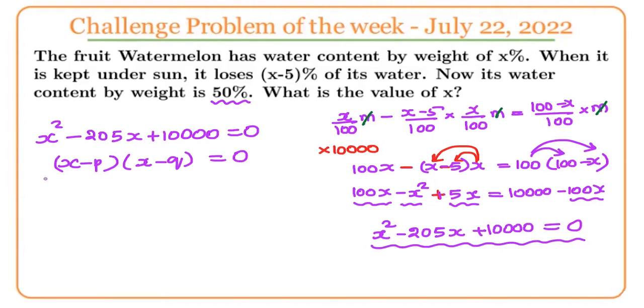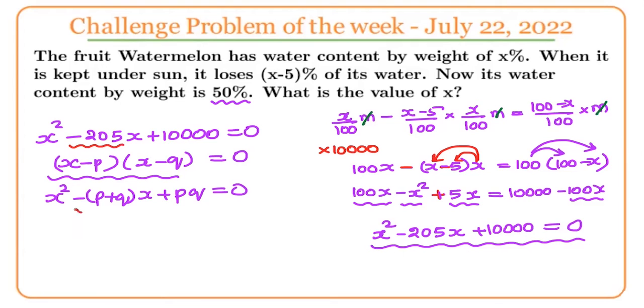We can simply expand this form: x squared minus (p plus q) times x plus pq equals 0. And we can compare term by term. This minus 205 is equal to minus (p plus q), and then this 10,000 will be equal to pq. And so we have two equations: p plus q is equal to 205 and pq is equal to 10,000.